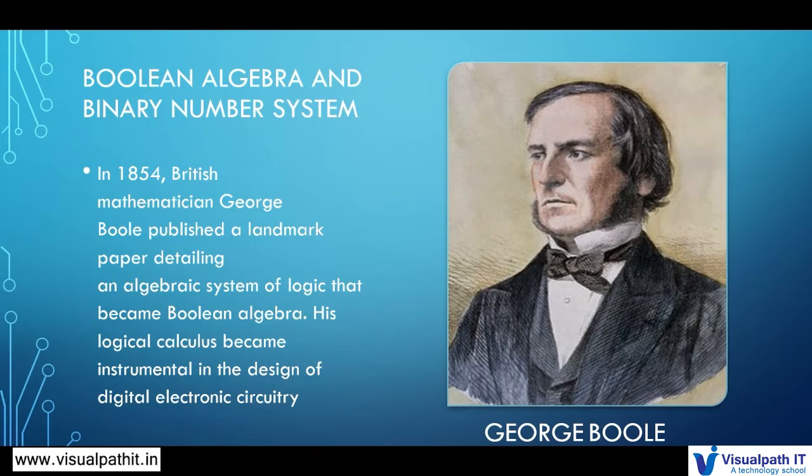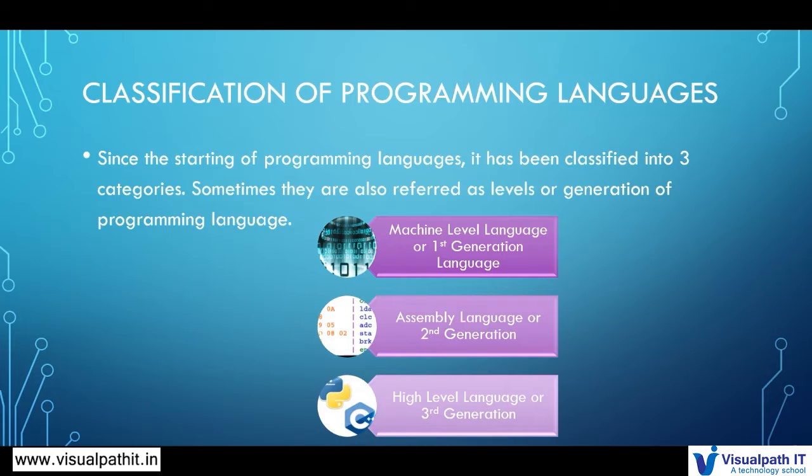We then discussed how George Boole's mathematical paper became the basis for the design of electronic circuitry. Then we classified the programming languages into three different categories. They were the machine level language, or the first generation of languages, assembly language, or the second generation, and high level language, or the third generation.